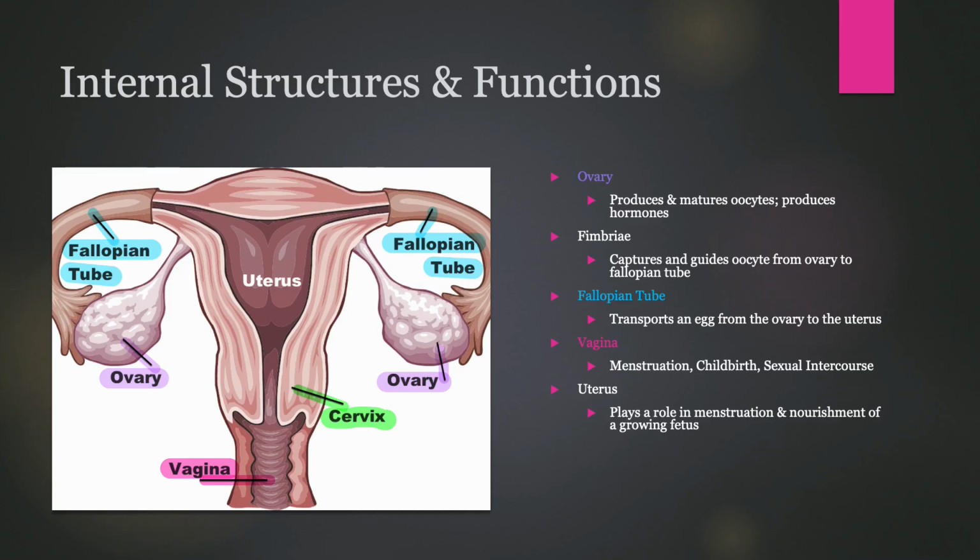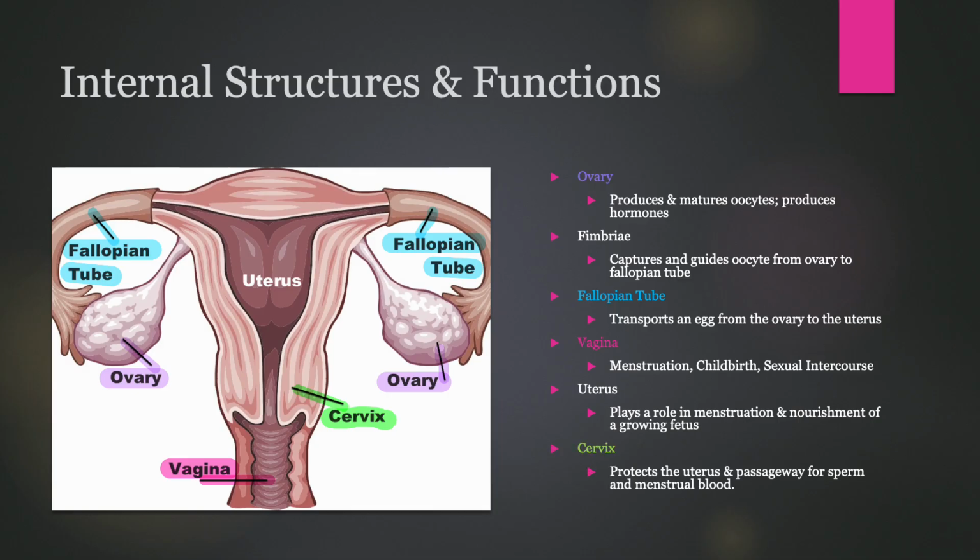Next, we have the uterus. I didn't highlight it, but it's right there in the center, so that main body portion of this photo is the uterus. The function of the uterus is that it plays a role in menstruation, and it also nourishes a growing fetus. So that's where your baby is.